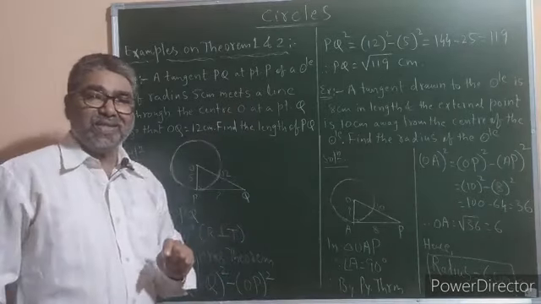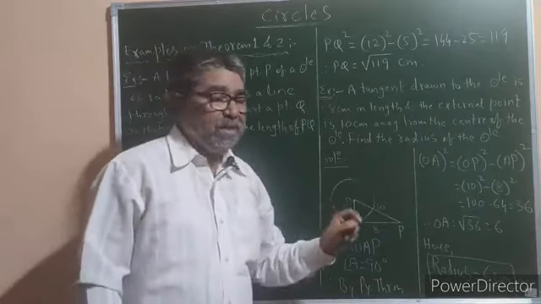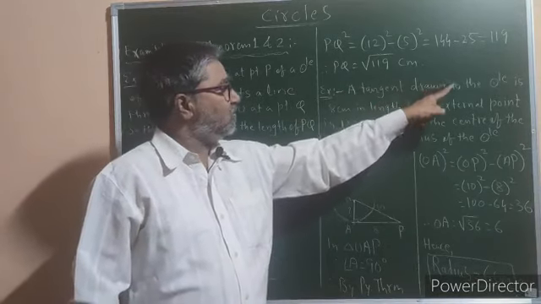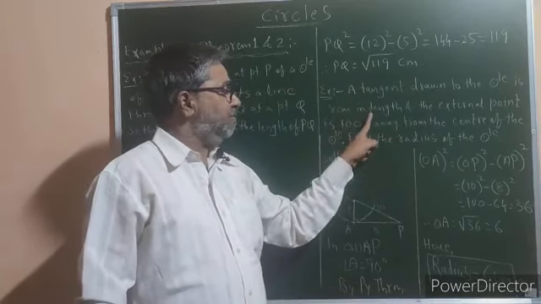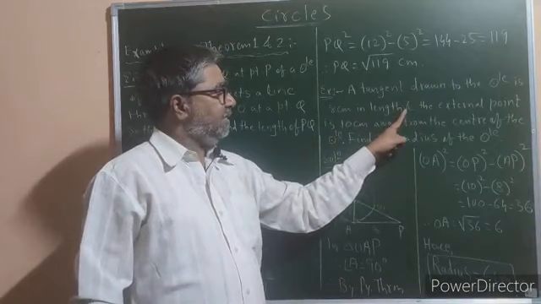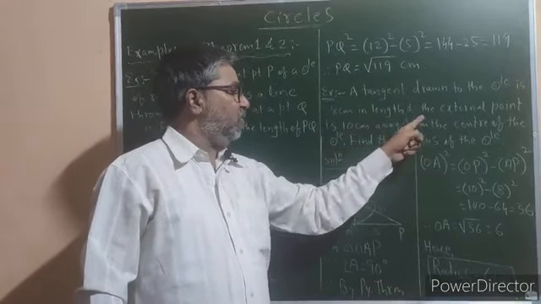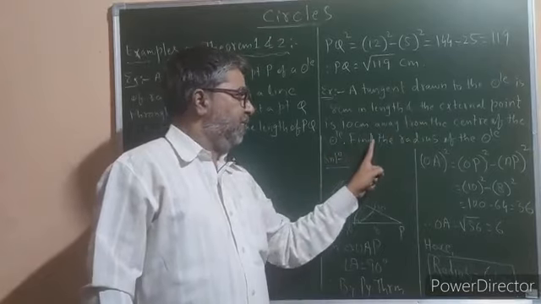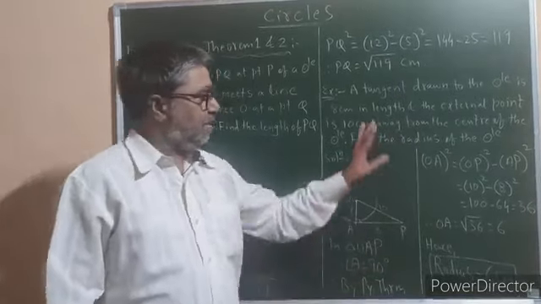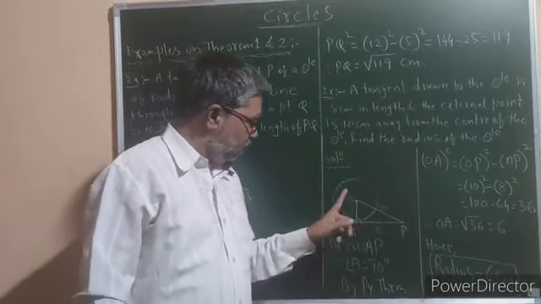Now coming to the third example. Here is a tangent drawn to the circle is 8 centimeter in length, and the external point is 10 centimeters away from the center of the circle. Find the radius of the circle. So this is the example.